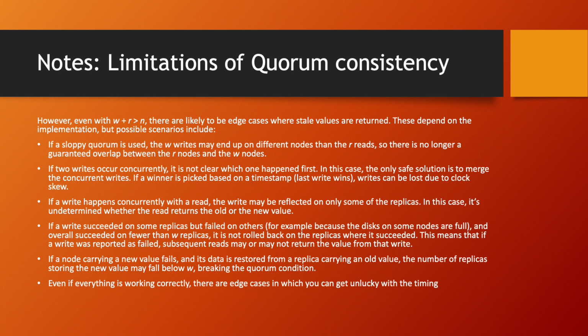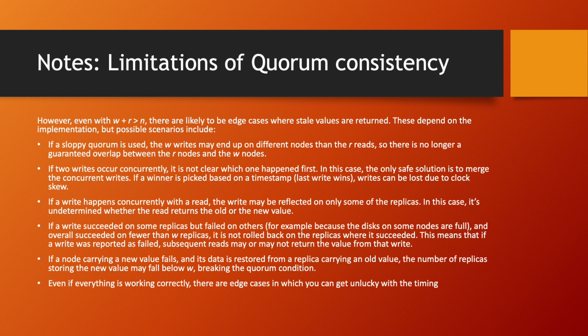Here we are discussing the limitations of quorum consistency. Even with W plus R greater than n, there are likely to be edge cases where stale values can be returned. These depend on the implementation, but possible scenarios are the following. If a sloppy quorum is used, then the W writes may end up on different nodes than the R reads, so there is no longer a guaranteed overlap between the R nodes and the W nodes. If two writes occur concurrently, it is not clear which one happened first. In this case, the only safe solution is to merge the concurrent writes. If a winner is picked based on the timestamp, that is last write wins, writes can be lost due to clock skew. If a write happens concurrently with a read, the write may be reflected only on some of the replicas.